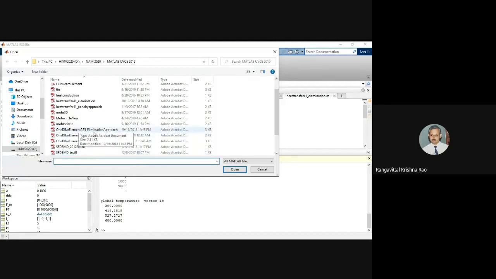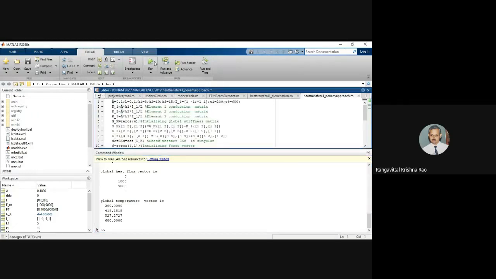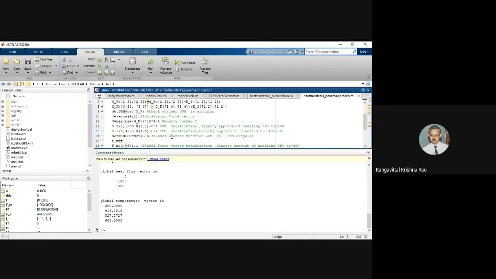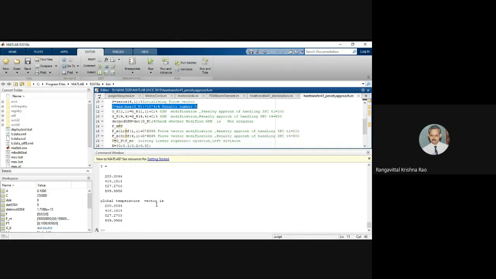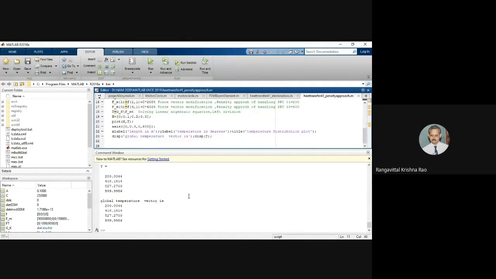I can share all these codes. Heat transfer penalty approach. Now here you should pick up the maximum value. See the command used here. C is equal to maximum of the global stiffness matrix. That will be the value of C. You need to add it to the respective diagonal elements, and when you run it, I should get the same values. You are trying to compare both the approaches to just show that whatever they try to do manually could be coded.